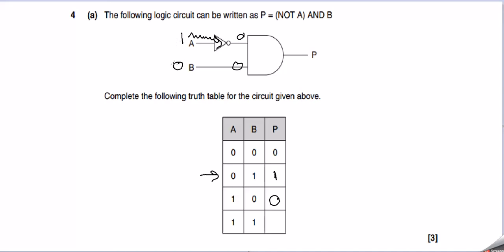is 1 and 1, but you should know that when 1 travels to a NOT gate, it turns into a 0, so it's 0 and 1. And you should know for an AND gate, 0 and 1, that's not good enough. Both of them need to be 1 for it to equal 1. So this is a 0.